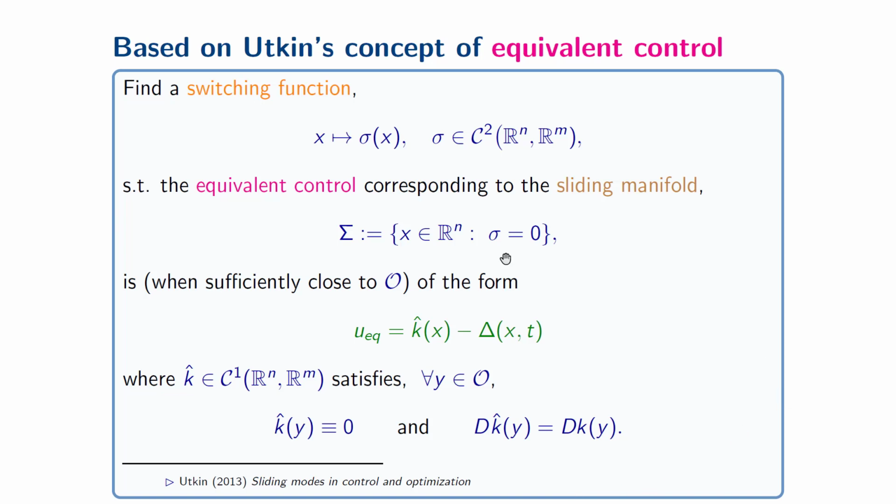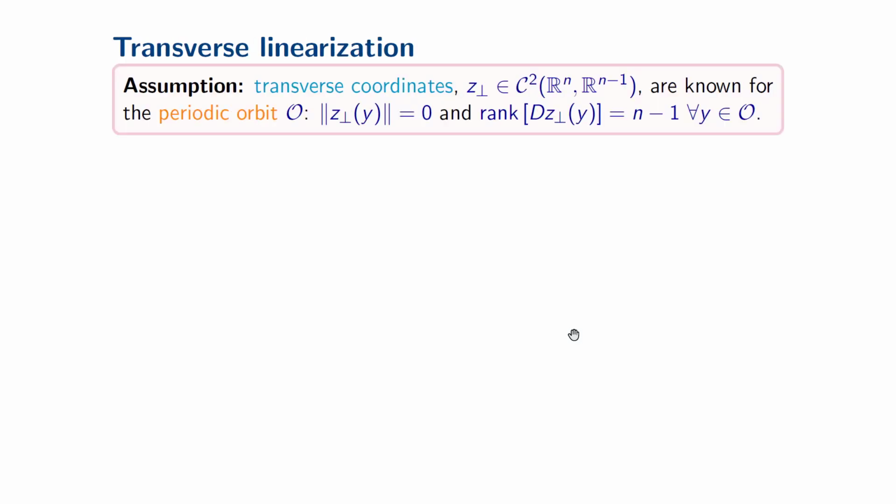Now this means that if we can find such a sigma with such an equivalent control, then this will ensure that when we have forced the system states onto the sliding manifold sufficiently close to the orbit, we will in fact have exponential orbital stability of all solutions upon the orbit in question, and hence it solves the problem we are aiming to solve. But how can we design such a sigma? Well, we utilize the procedure we saw earlier.